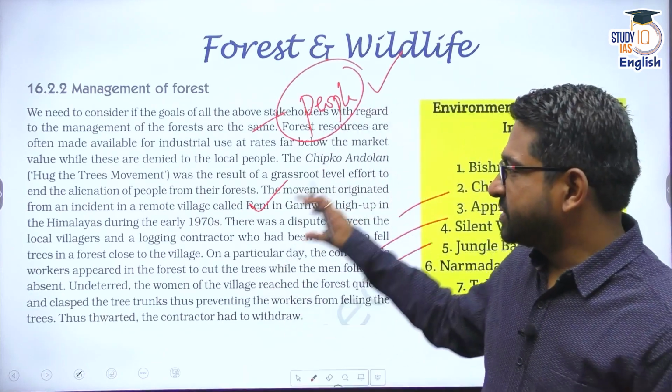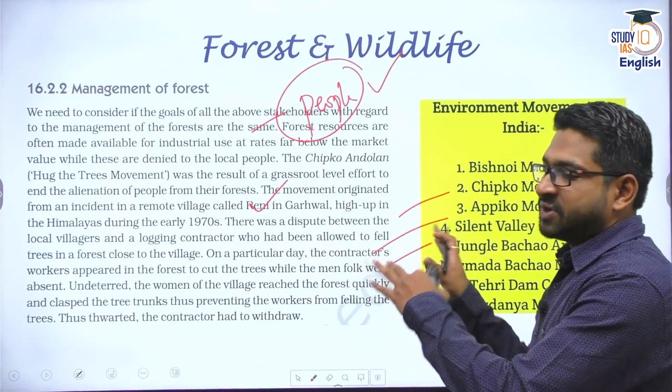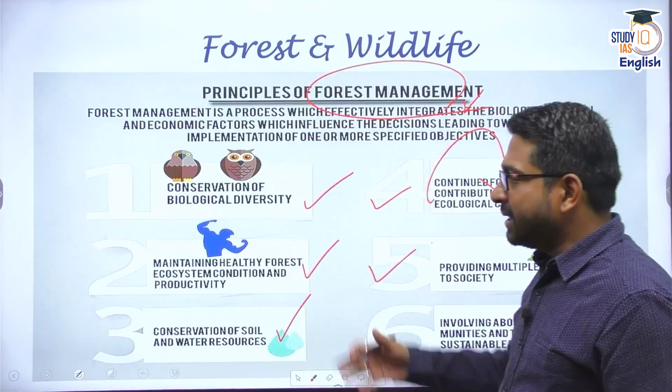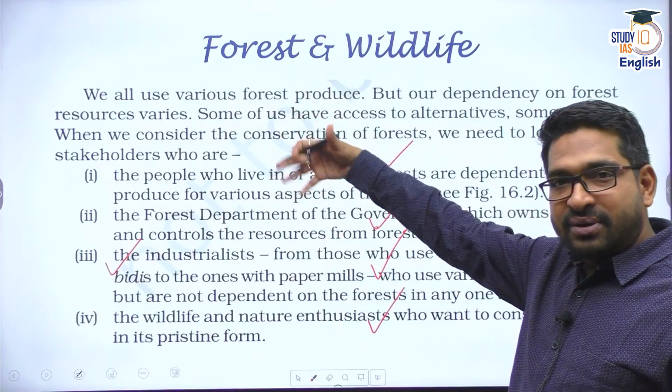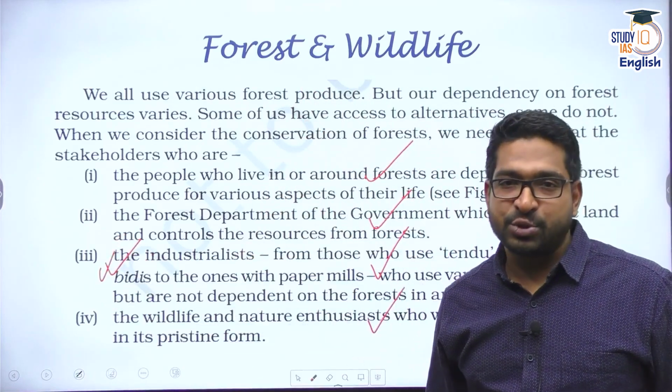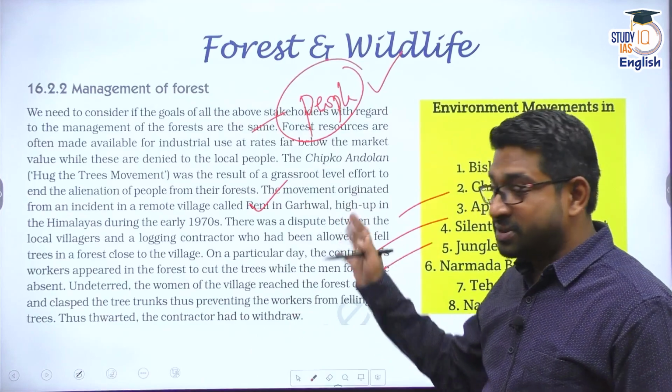So if such movements are not needed, or I would say if people are not involved, then one of the stakeholders would take benefit of it. For example, the industrialists who exploit the forest the most. All right. So this has to be stopped.